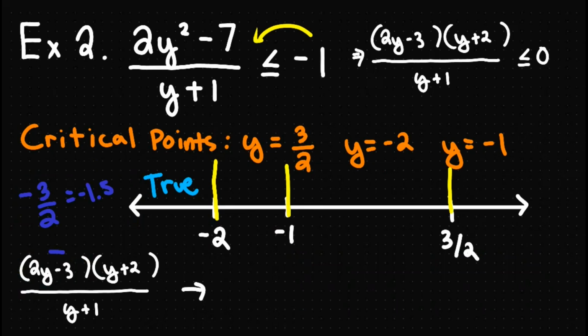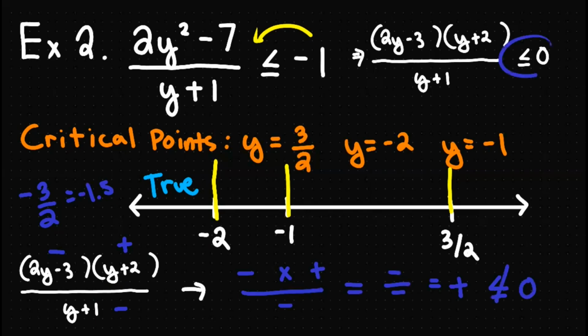For y plus 2, you can use the decimal version, so negative 1.5 plus 2 is clearly positive. And for this one, negative 1.5 plus 1 will give us negative, since 1.5 is greater than 1. So we have negative times positive over negative. We'll have in the numerator a negative value over negative, which is positive. And it does not satisfy our inequality. Therefore, we say that this region is false.